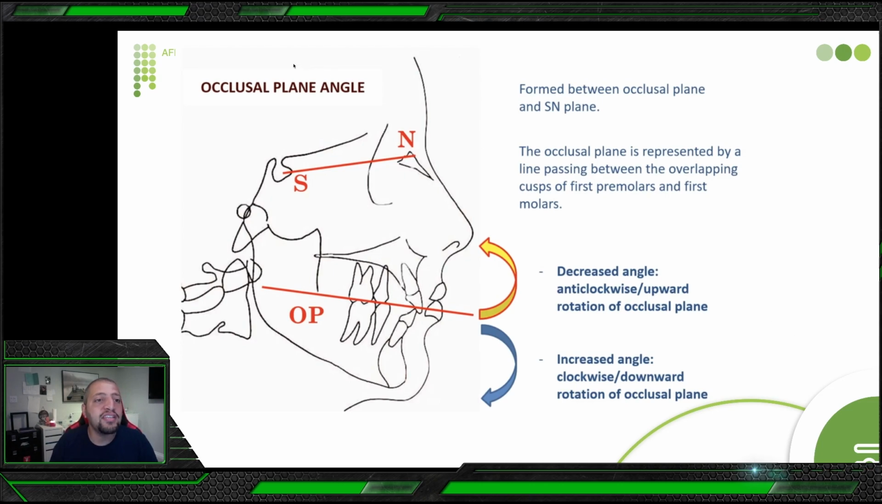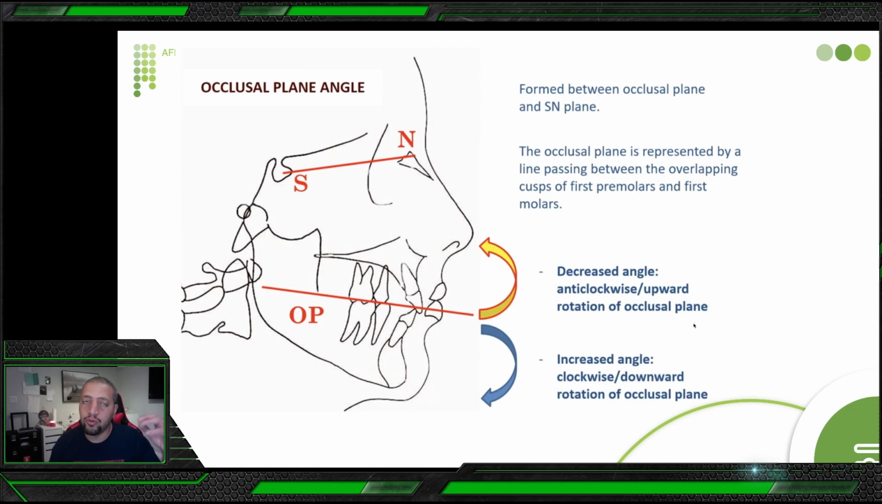And the last thing is the occlusal plane angle. They say, okay, let's get this plane and the other plane and check it. This plane is important and I will let you know why. It's formed between the occlusal plane and SN plane. The occlusal plane is represented by a line passing through the overlapping cusps of the first premolars and molars. So if the angle is decreased, meaning anti-clockwise upward rotation of the occlusal plane.